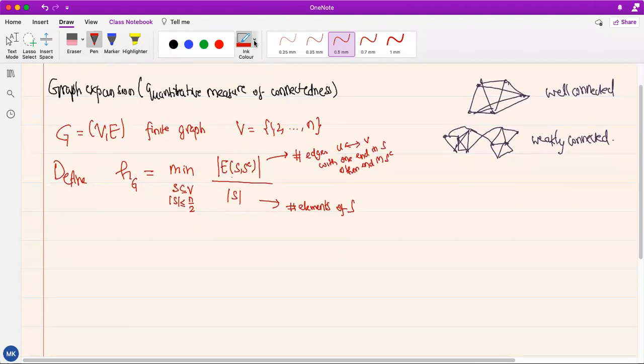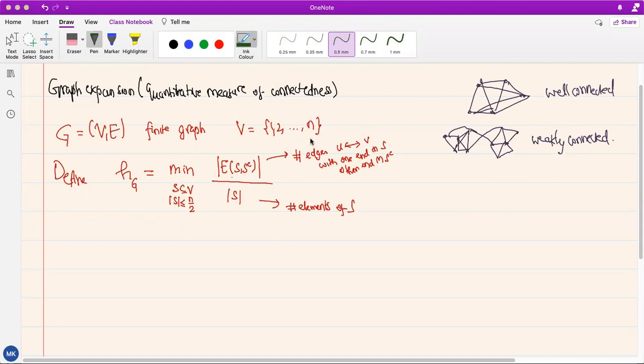Is the definition clear? Is there anything unclear about the definition? Can you repeat H sub G again, sir, please? So to calculate H sub G, I have to go over all possible subsets of V, but not all possible subsets, only subsets with size less than or equal to n by 2. I take all such subsets and see how many edges go outside, and divide by the size of the subset. And I take the minimum over all subsets. That is what I call H sub G.